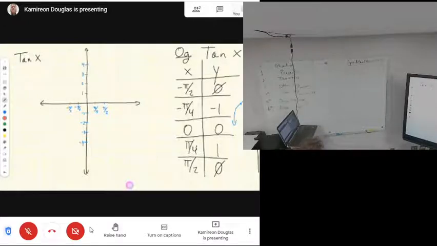So to start with, I'm going to pull up Desmos to show you what the tangent function looks like and point out a couple of simple things.